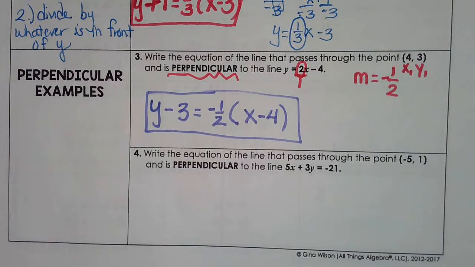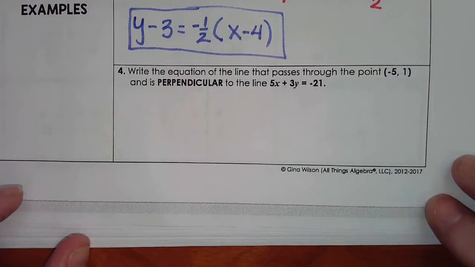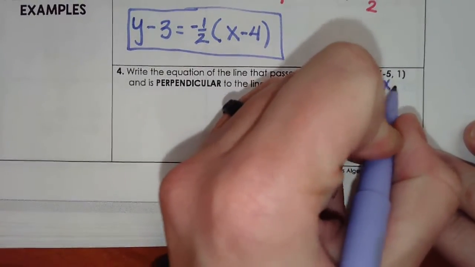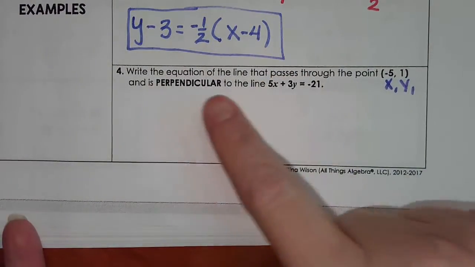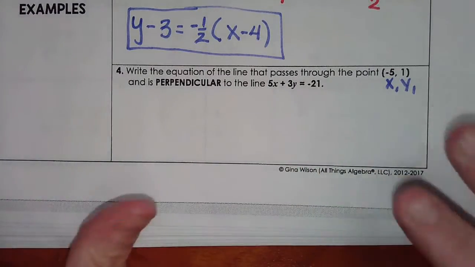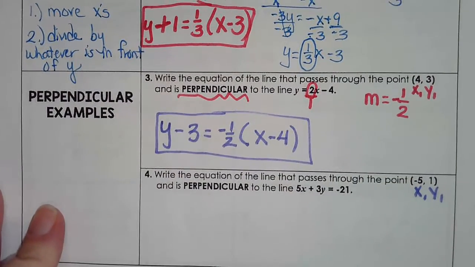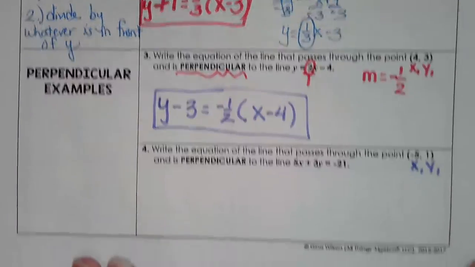Number 4, same kind of idea as number 2 up top. They give us our point. That's our x1. That's our y1. And is perpendicular to this line. Well, notice it's not in slope-intercept form, so we're going to use those steps to get the equation in slope-intercept form. Step 1 says to move the x's.